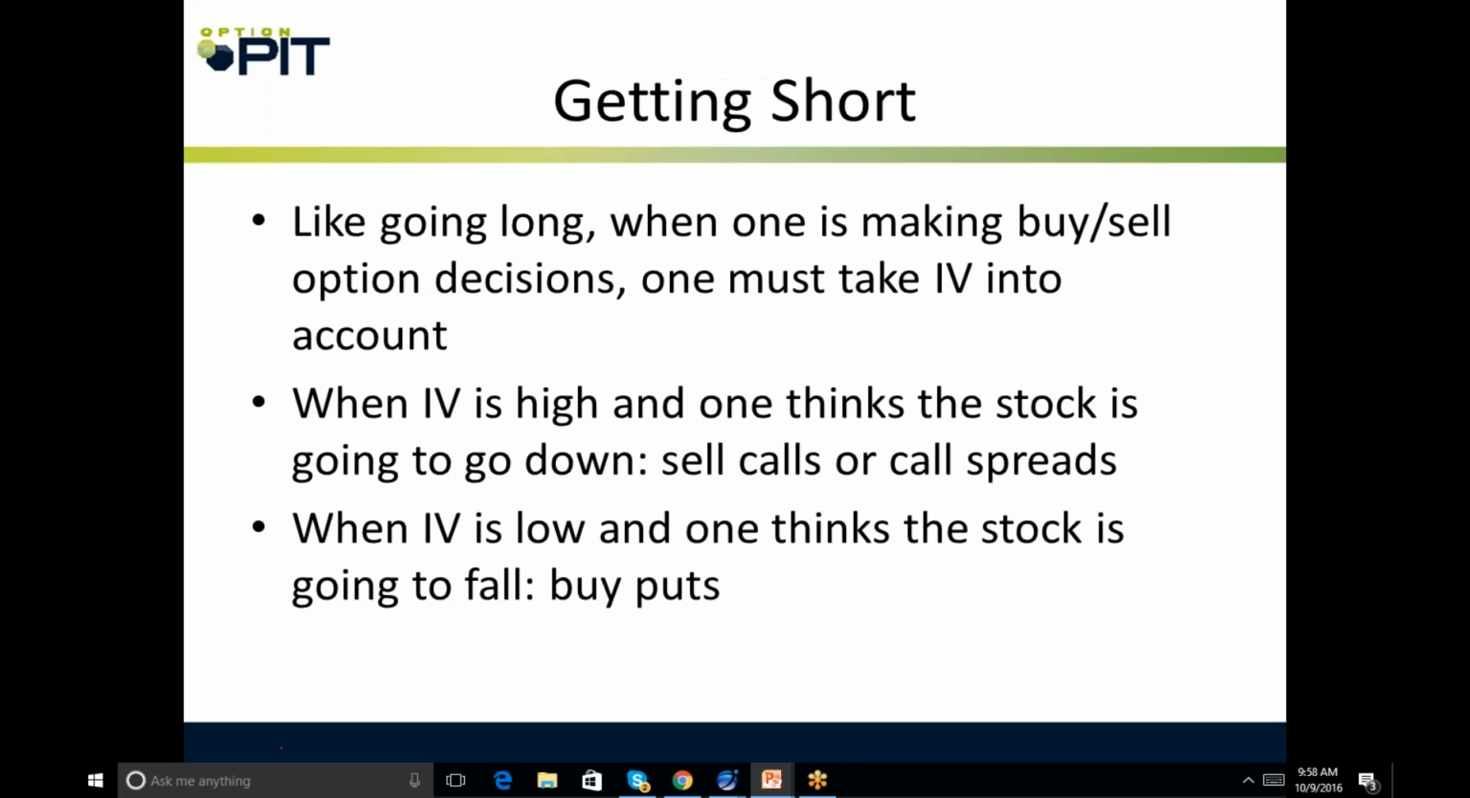All right. So now let's talk about getting short. Like going long, when one is making buy-sell option decisions, one must take the volatility into account. So when IV is high and one thinks the stock is going to go down, one can sell calls or call spreads. And when IV is low and one thinks the stock is going to fall, buy puts.